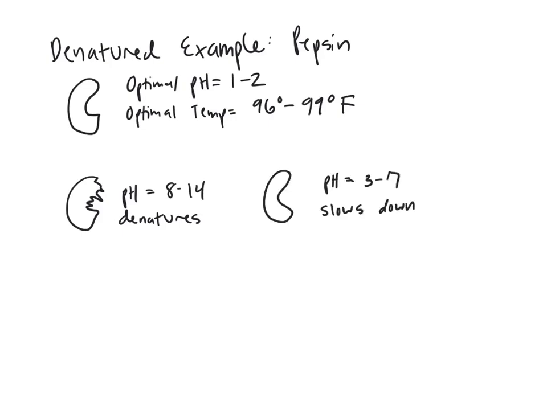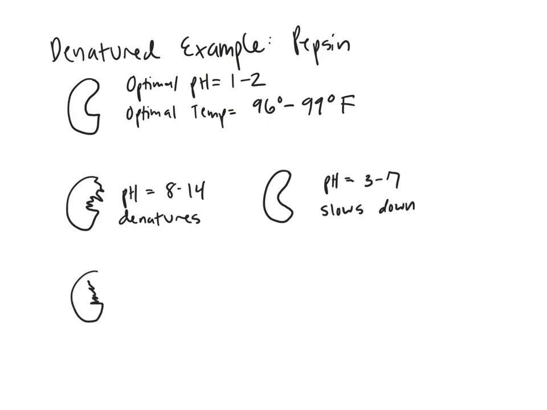With temperature, we know that if you get super, super cold, you can die of hypothermia. And if you're super, super hot, you can die of heat stroke. So temperature is going to affect enzyme function in both hot and cold temperatures.